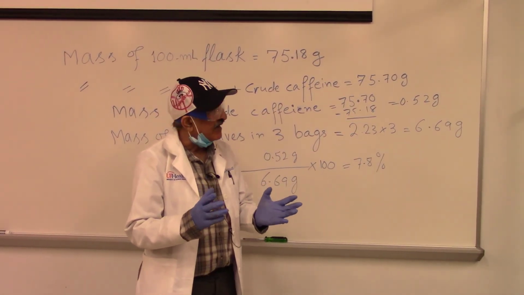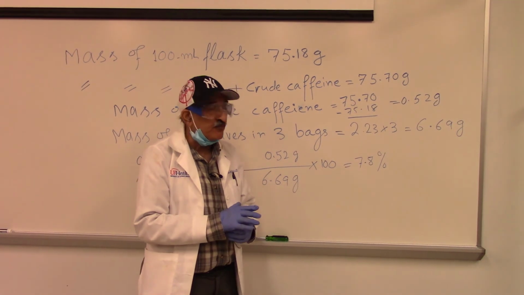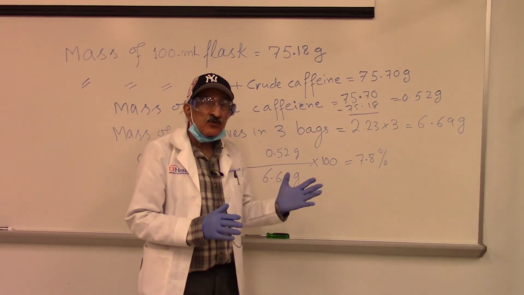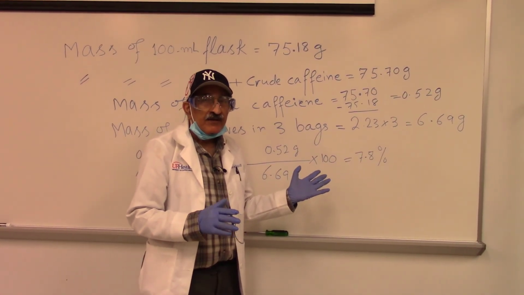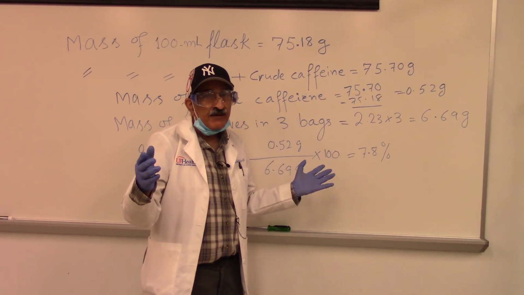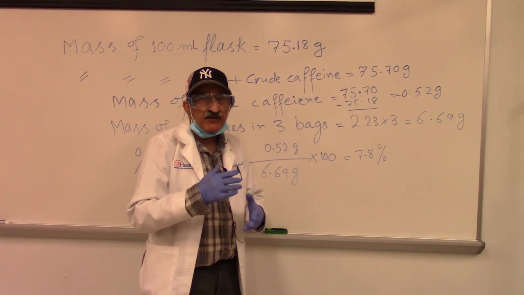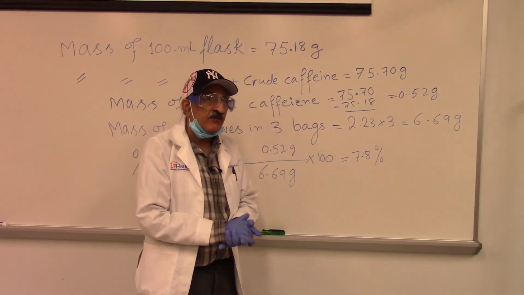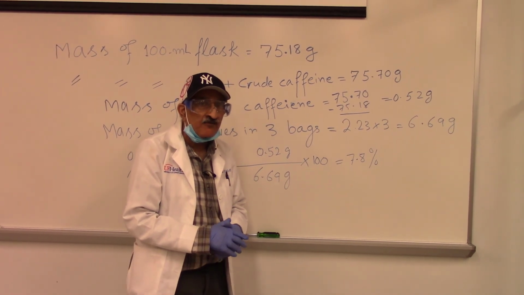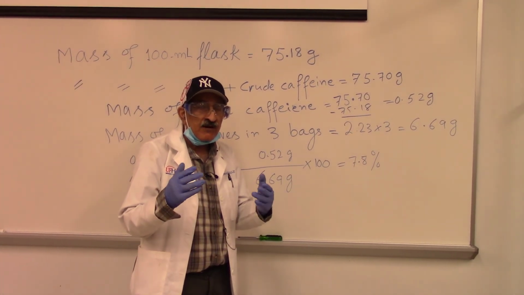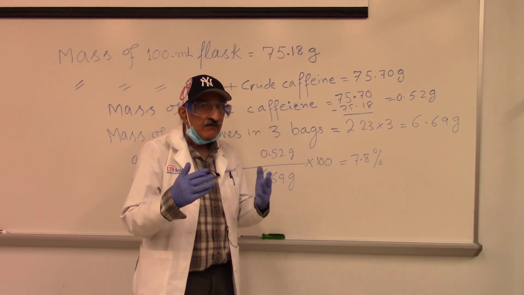Now this is definitely crude caffeine. It may have the major component caffeine, but it might have other smaller components like theophylline and theobromine. Those are also xanthine derivatives. So the best way is to analyze it either by TLC, thin layer chromatography, or by sublimation, and we do not have time for sublimation.